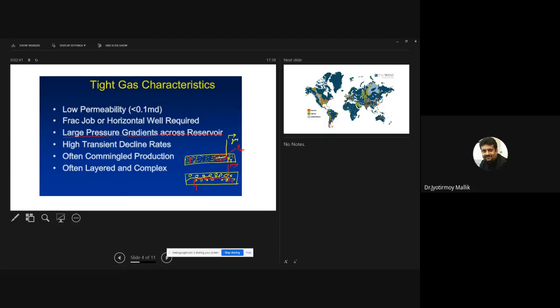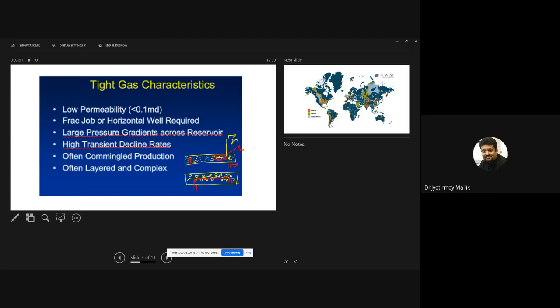So that's why they say that there are large pressure gradients across the reservoir while you start producing them. Okay. So high transient decline rates. I will explain that in a moment. But this is very related to what I have just discussed. I'll explain that.